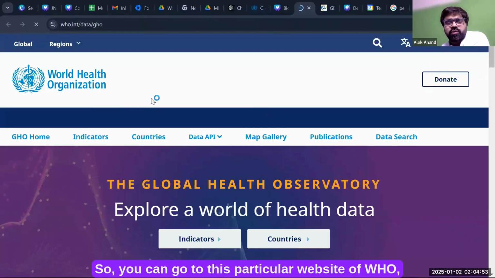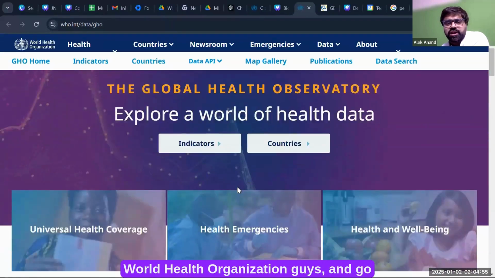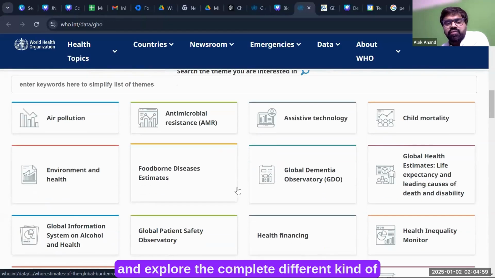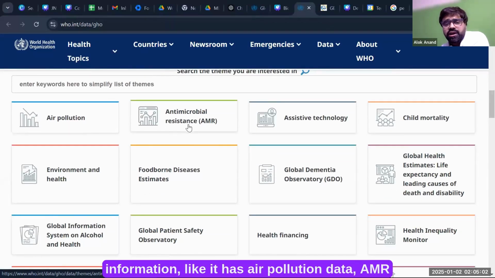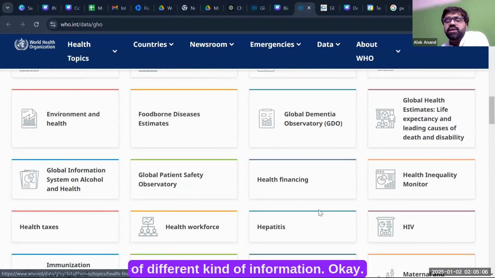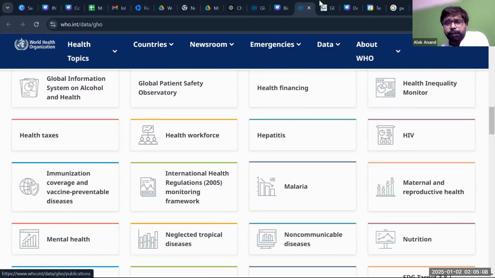So you can go to this particular website of WHO, World Health Organization, guys, and explore the completely different kinds of information. It has air pollution data, AMR data, assistive technology, child mortality, and a number of different kinds of information.